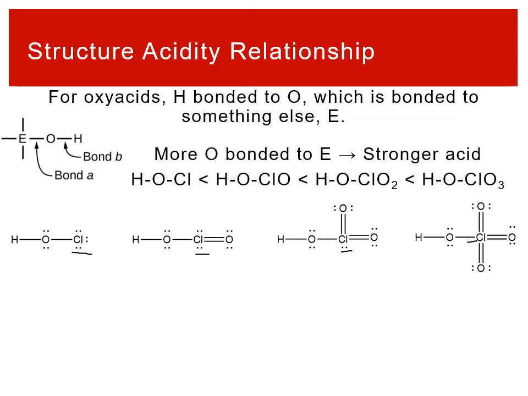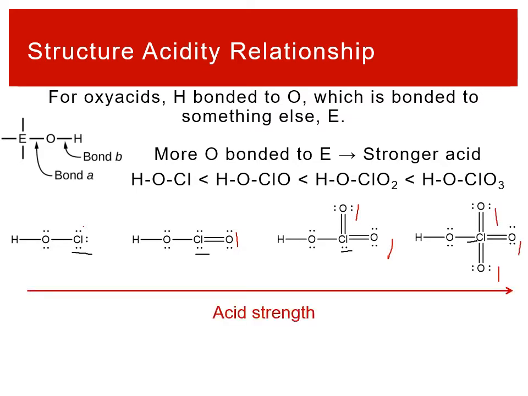So in this case, as I go up, I have 0 oxygens, 1 oxygen, 2 oxygens, and then finally 3 oxygens. As the number of oxygens increases, I get a stronger acid. So you can relate acid strength to the number of oxygens in the molecule that are attached to that base atom, chlorine in this case.